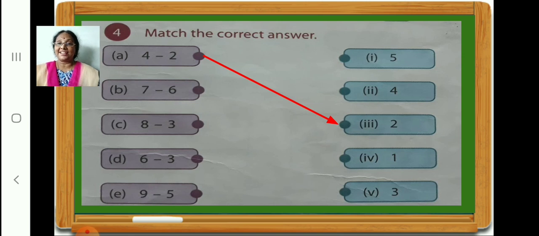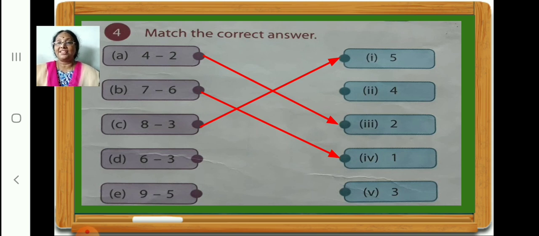Now let us do B. 7 minus 6. How much is 7 minus 6? 1. So let us draw a line towards number 1 on the right hand side, blue colored column. Very good. Now let us do C. 8 minus 3. How much is 8 minus 3? 5. Now let us draw a line to number 5. Very good. Finish drawing, children. Now let us do question D.